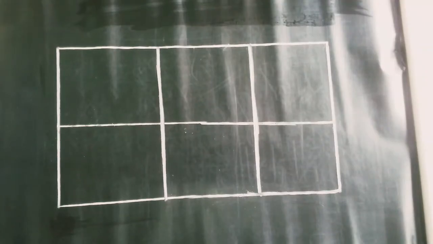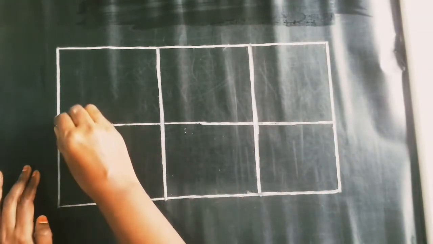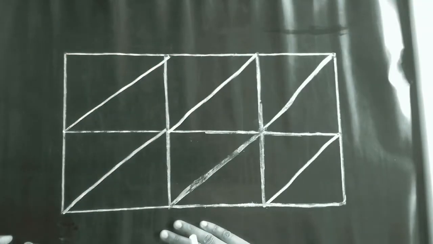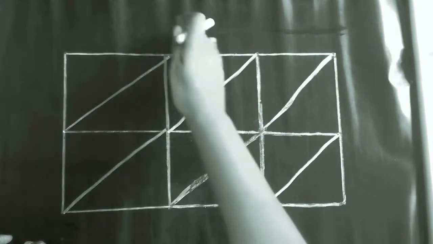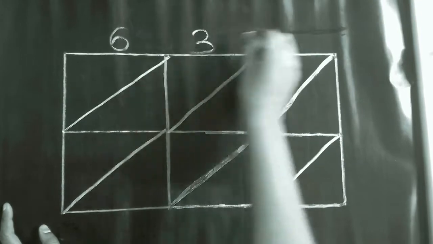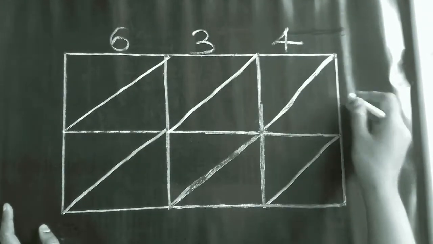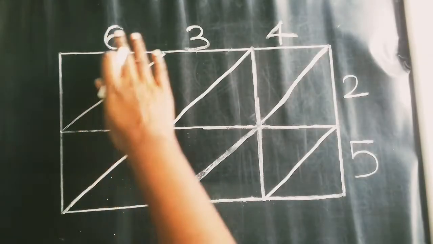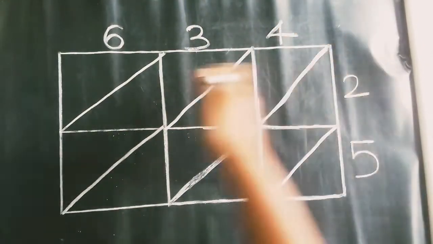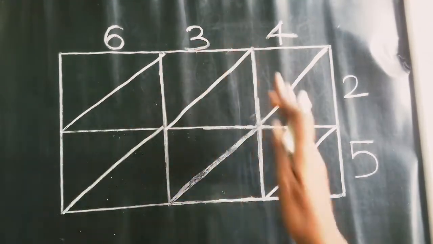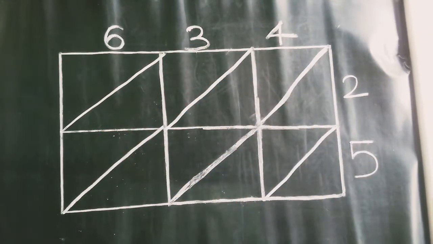Next step is to draw a diagonal for each square. So draw diagonals for each square. Next step is to arrange the digits of the multiplicand and multiplier outside the boxes. So the multiplicand is 634 and the multiplier is 25. You should arrange the multiplicand along the column side, and the multiplier along the rows, but make sure it is arranged outside the boxes as shown in the lattice.